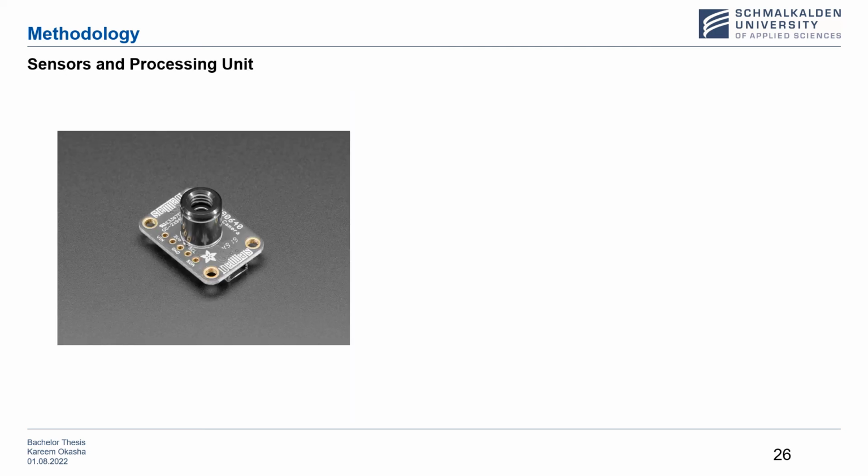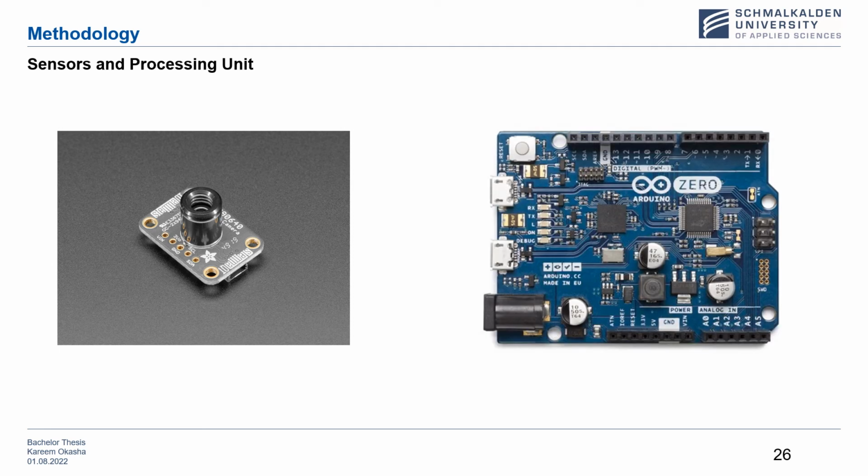For the sensors and the processing units used in this thesis, for thermal imaging, Melexis's MLX90640 thermal camera was used with the 32 by 24 pixels. It is operated through Arduino Zero, as this camera requires at least 20 kilobytes of RAM in order to operate. And Arduino Zero provides 32 kilobytes of RAM, which would be enough in order to operate the camera efficiently.